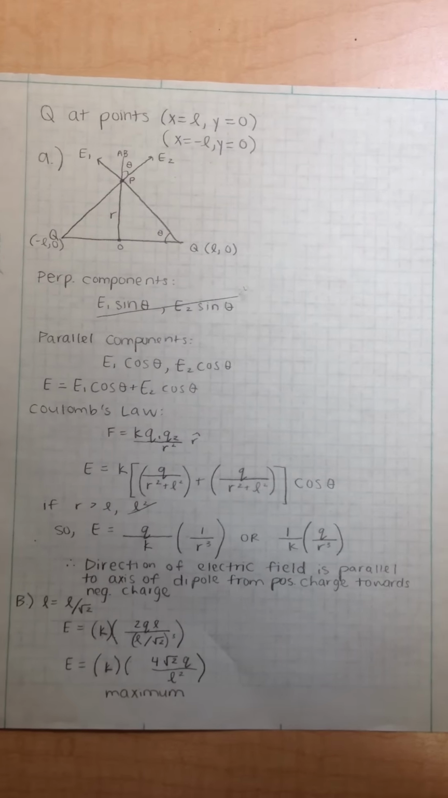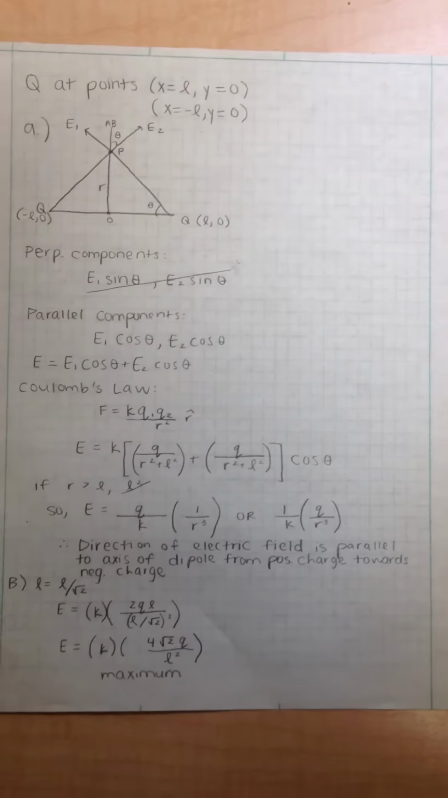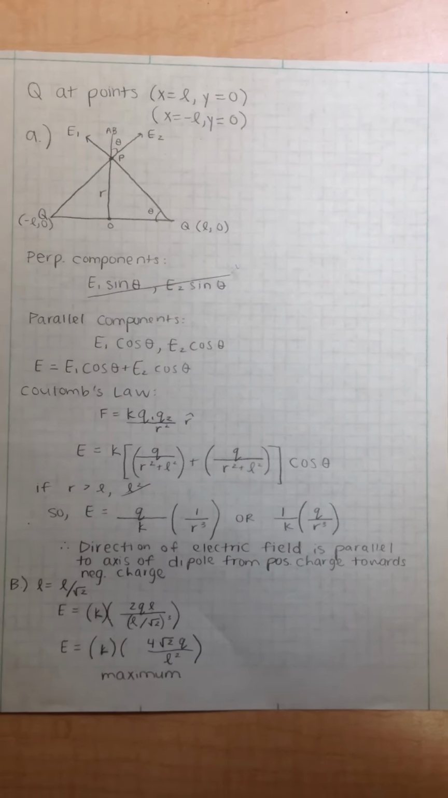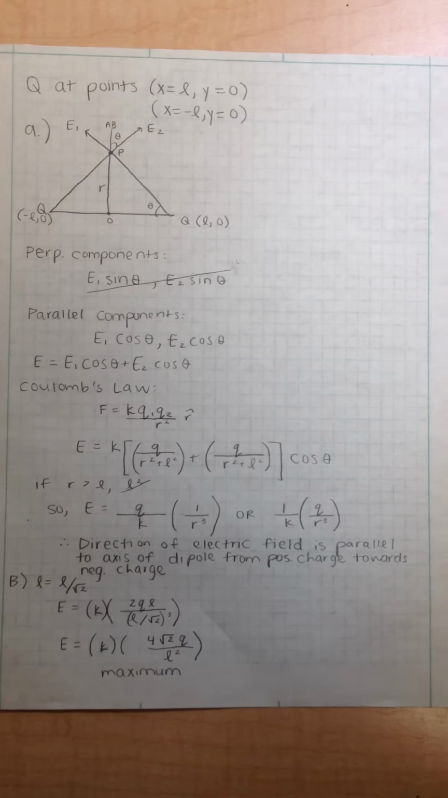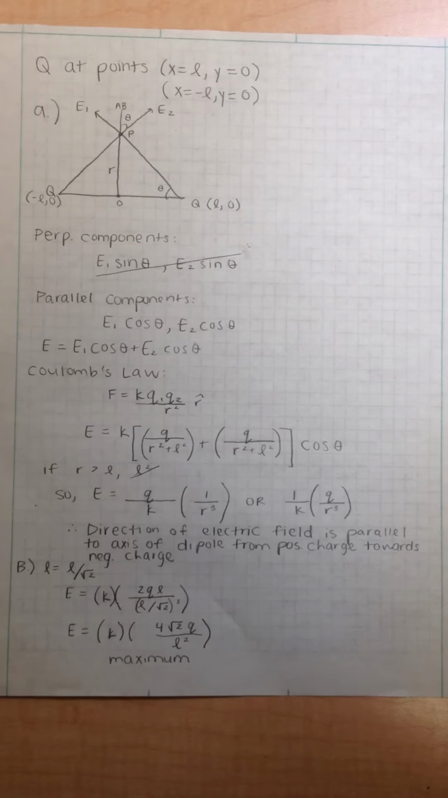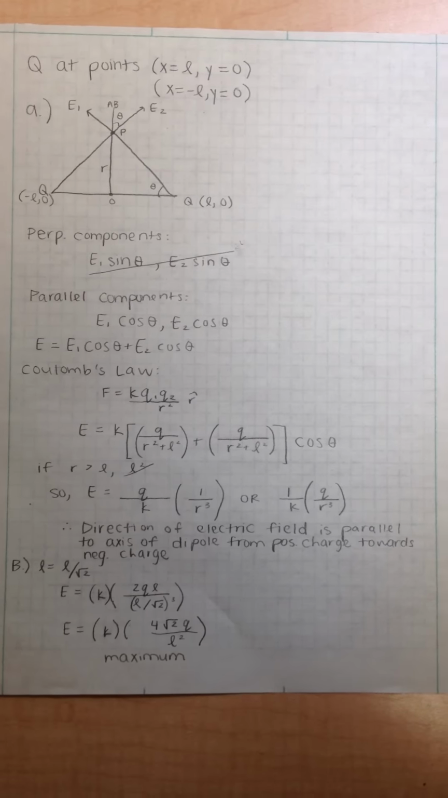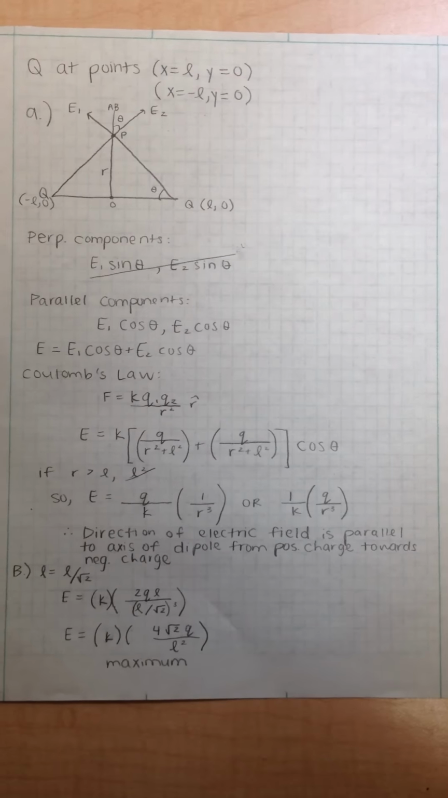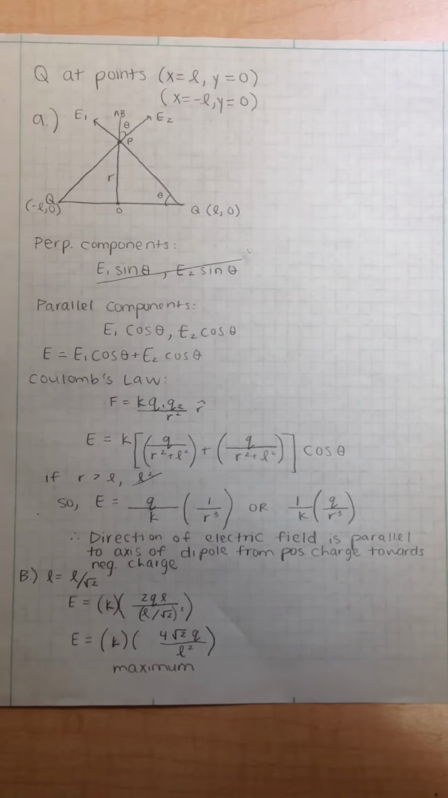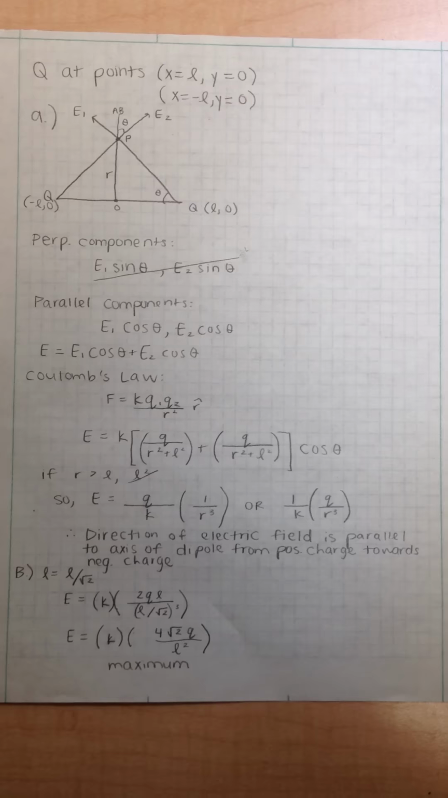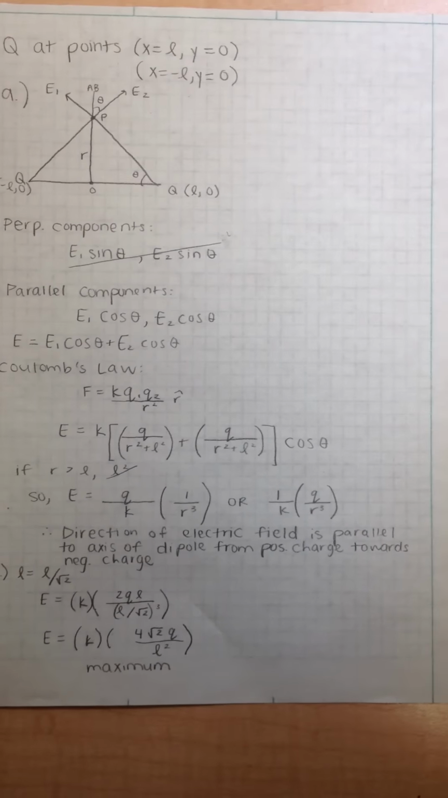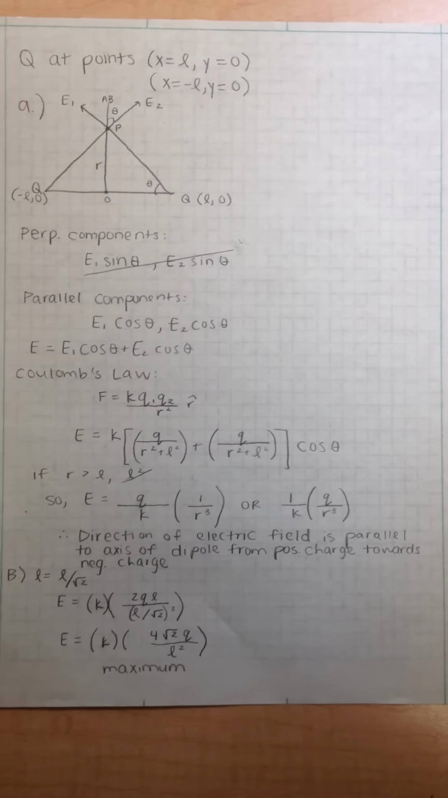If R is greater than L, we can ignore L squared in this equation right here and only pay attention to the R squared. So rewriting this, E equals K times Q over R to the third, or rewriting this again in a slightly different way, 1 over 4 pi epsilon naught multiplied by Q over R to the third. So all in all, the direction of the field is parallel to the axis of the dipole from positive charge towards negative charge.